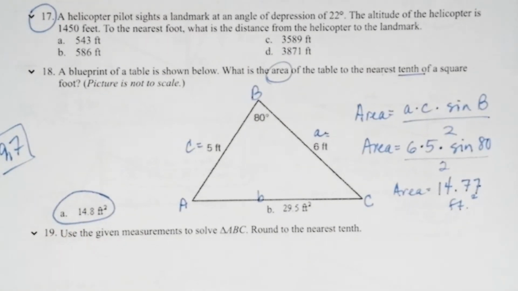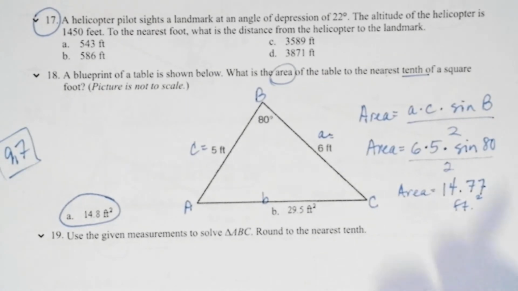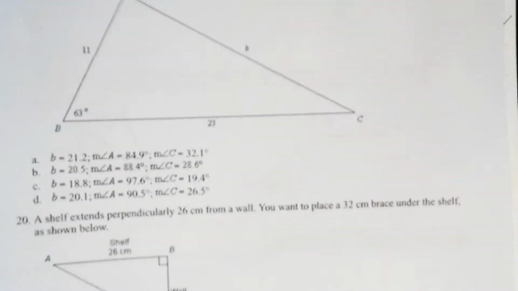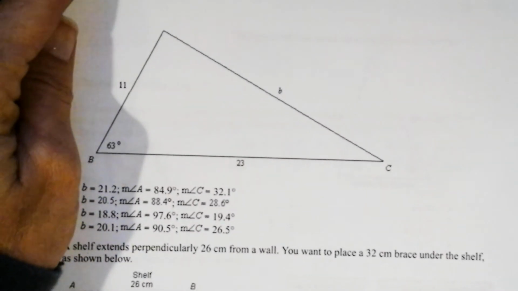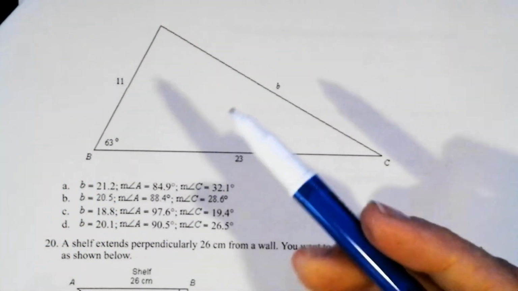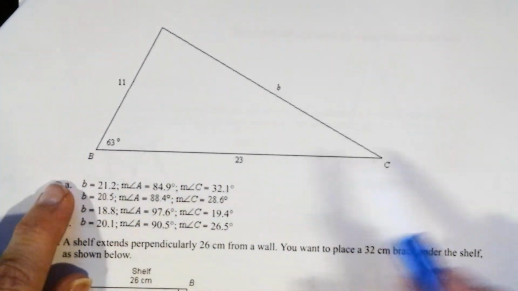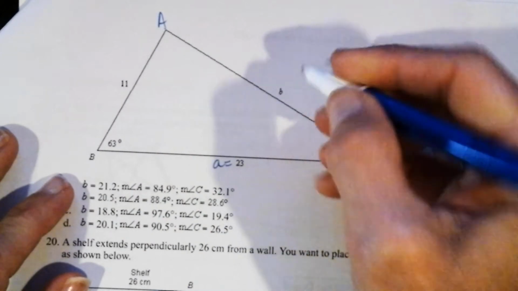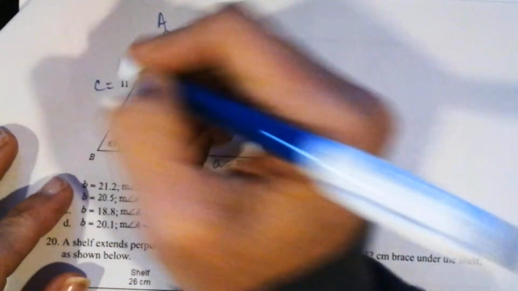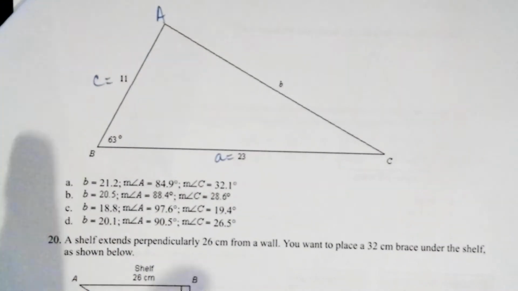Okay, we've got 4 more minutes. Use the given measurements to solve triangle ABC and round to the nearest tenth. We got ABC. Okay. So this is B, this is C, this is A. Here's my little a. Here's my little b. Here's my little c.